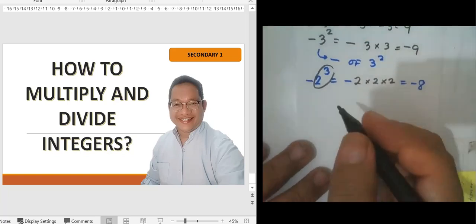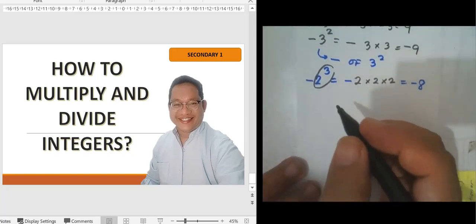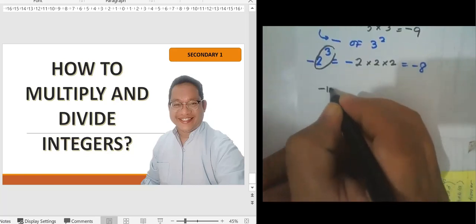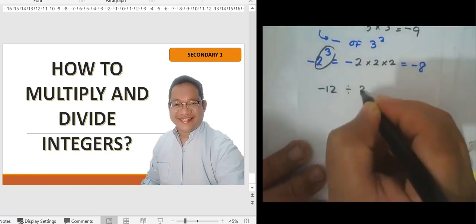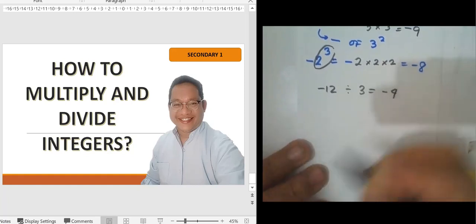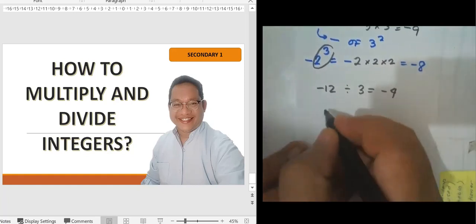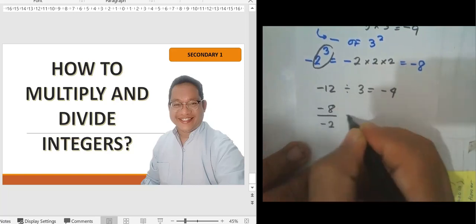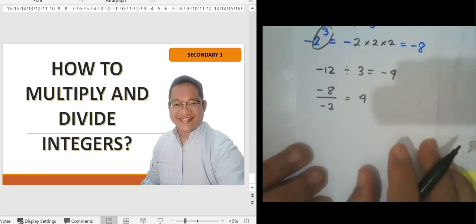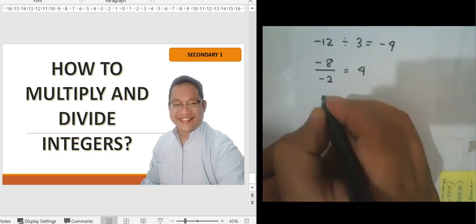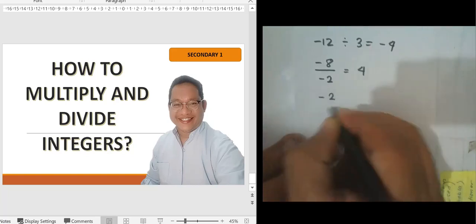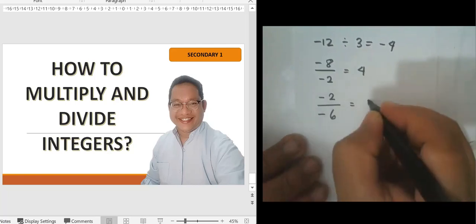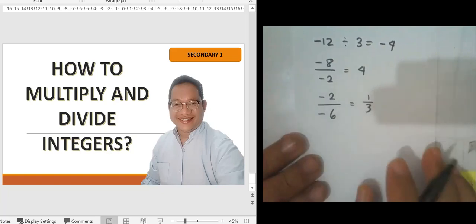Okay, now what about if we are dividing? So let's say, for example, you have -12 divided by 3. The answer is -4. Or if you have a fraction, let's say -8 divided by -2, the answer is 4. Okay? If you are simplifying a fraction, -2 out of -6, that's actually +1 out of 3.